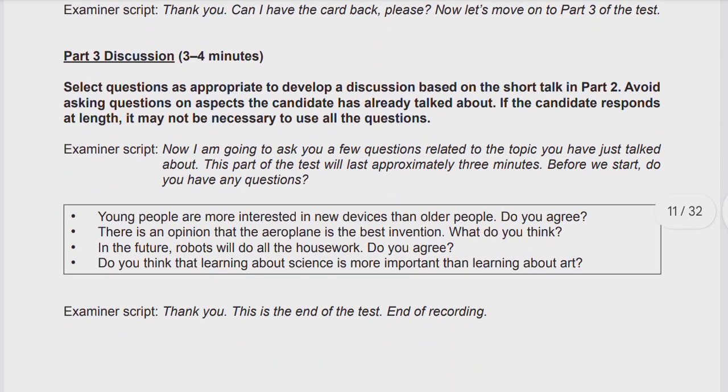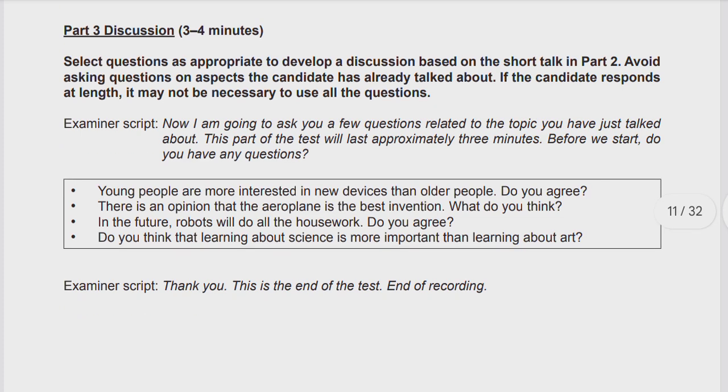Then the last part that will be assessed is the discussion. From your talking there and from this topic, the examiner will ask you about 3 questions related to this topic, and this will be a discussion type. Young people are more interested in new devices than older people. Do you agree? If you say yes, I do, then you will explain why you do. And if you say no, I don't, then you will explain why you don't.